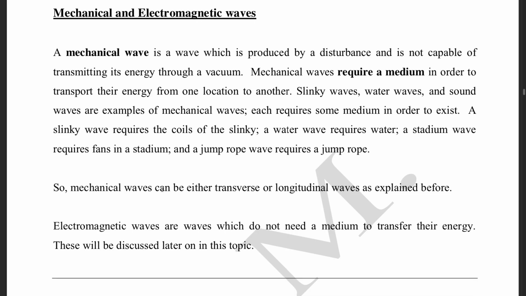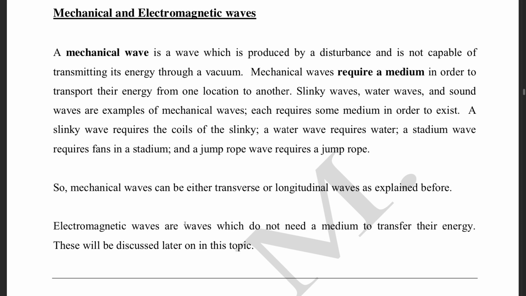So mechanical waves can be either transverse or longitudinal waves, as explained before. Mechanical waves are not another type, along with transverse and longitudinal, because both transverse waves and longitudinal waves can be mechanical waves. Something can be a transverse wave and a mechanical wave, or a longitudinal wave and also a mechanical wave. Sound, for example, is a longitudinal wave, which is a mechanical wave, and water waves are an example of a transverse wave that is also a mechanical wave.